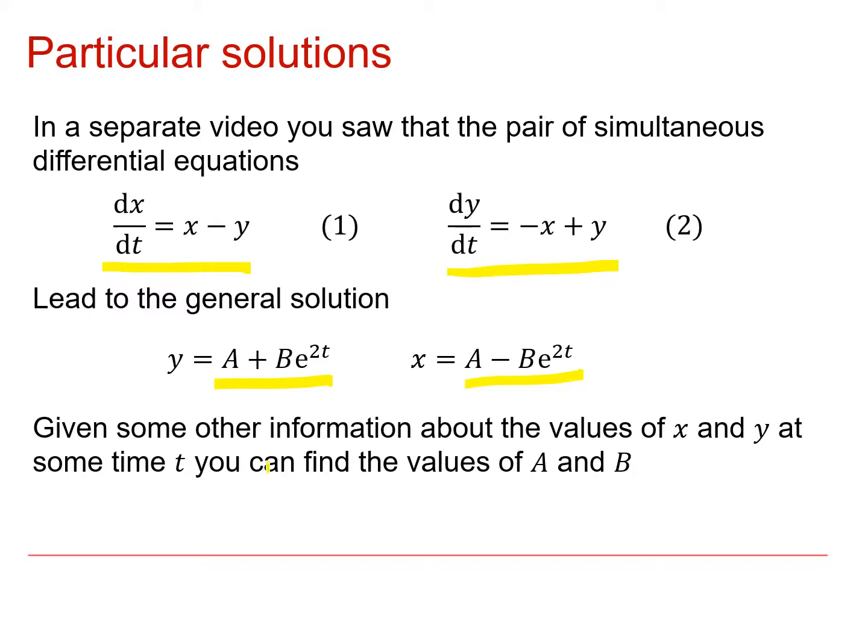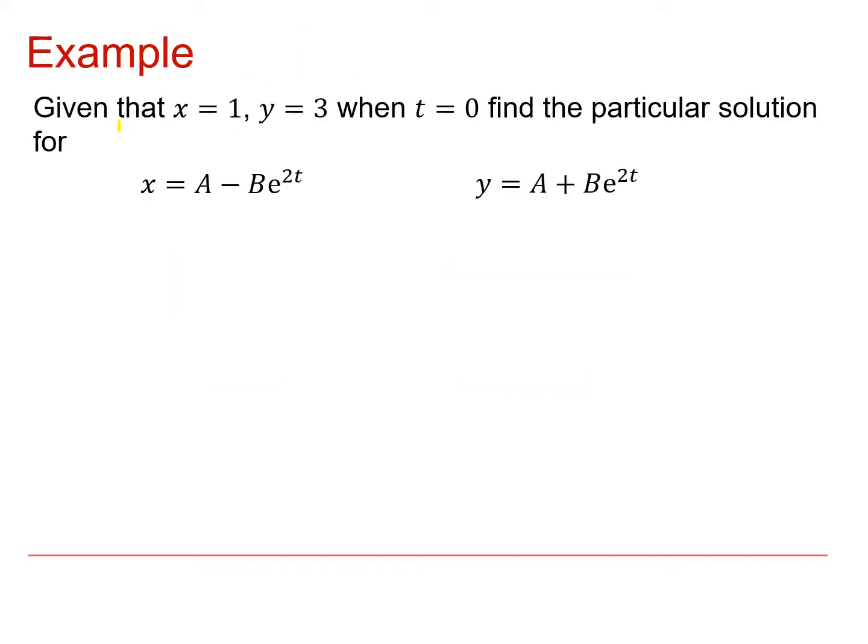If we're given some other information about the values of x and y at some time t, we can use that to find the values of a and b, and therefore the particular solution to this system of differential equations. So let's have a look at this example. We've got a general solution here for x and for y, and we saw those on the last slide.